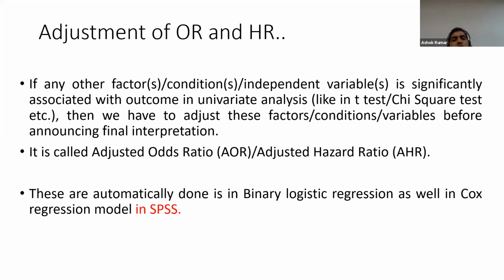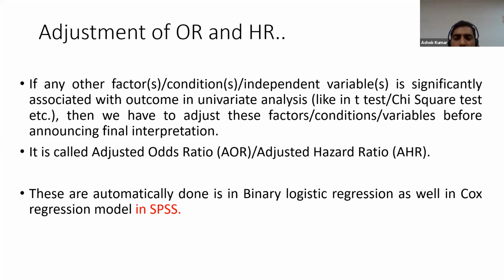Adjustment of OR or HR applies if any other factor, condition, or independent variable is significantly associated with the outcome in univariate analysis. We have to perform univariate analysis first, then go for multivariate analysis, using the t-test or chi-square test. We know that our dependent variable is binary categorical, but if our independent variable is quantitative, then we go for the t-test if normally distributed, otherwise Mann-Whitney.